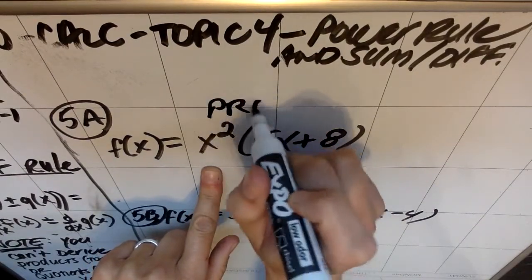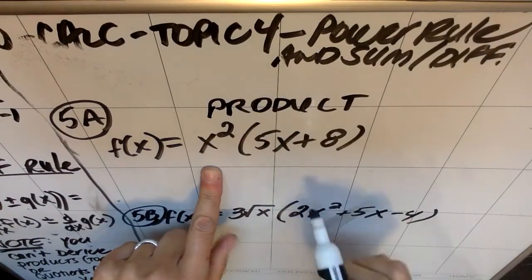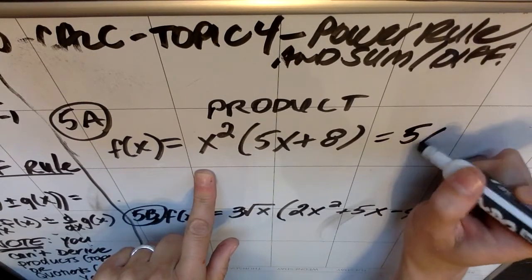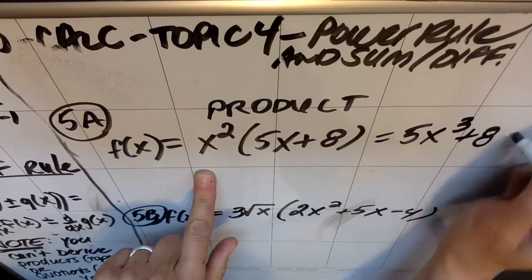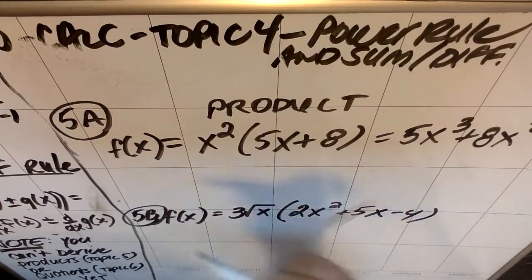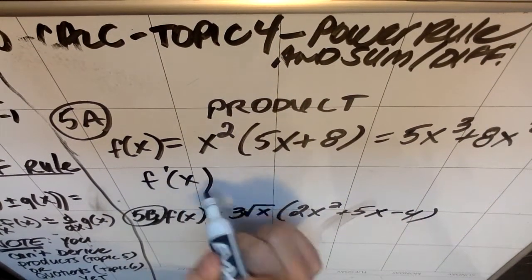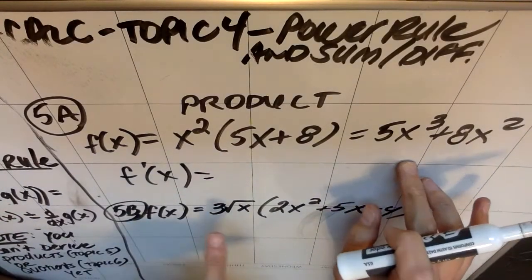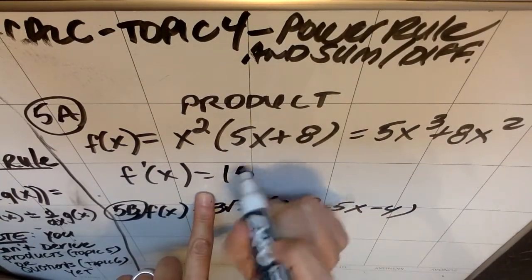So see how this is currently a product? It's an x squared times some other stuff. If I distribute the x squared, it won't be anymore. It'll be a 5x cubed plus an 8x squared, which I can now differentiate. So my f prime of x, if I differentiate this 5x cubed plus 8x squared, is going to be a 15x squared, right?